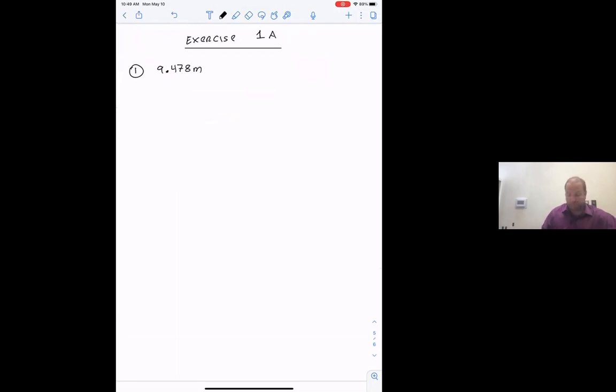So 9.478 meters. Notice that we have units now for the first time. The units must be included in your answer. So we are rounding 9.478 meters to 3 significant figures. That means we're going to go to the hundredth spot. So 9.4, and do we keep it as a 7, or do we go up to an 8? When we look at the number directly to the right, it's an 8, so we go up, so 9.48 meters. This is a 3 significant figure rounding. This was A.